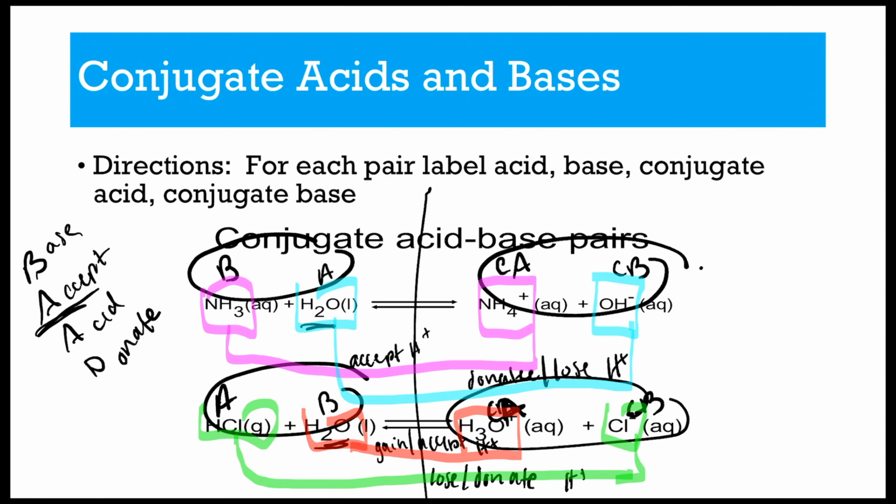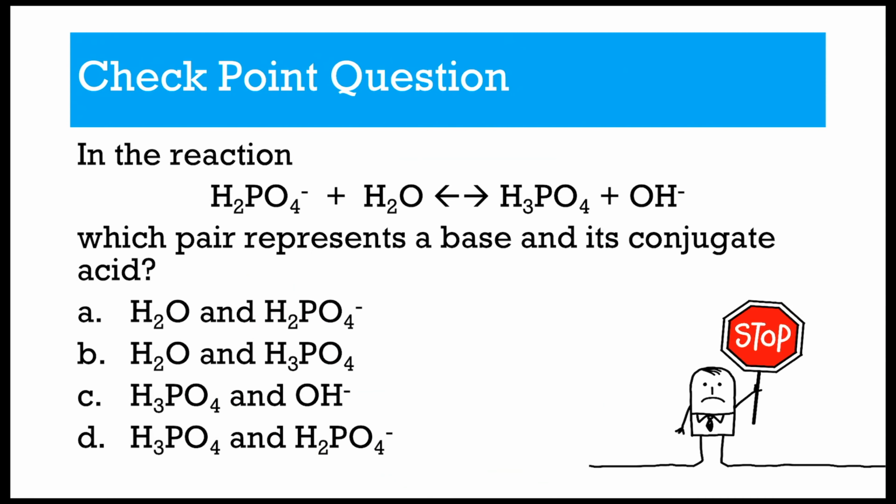Okay. So again, we're going to spend more time with this tomorrow and the day after. So it's okay if you still have questions. So let's just try this. Checkpoint question. It says, in this reaction, which pair represents a base and its conjugate acid?